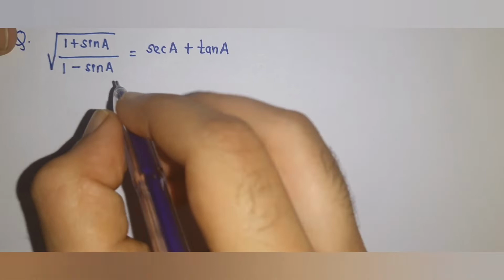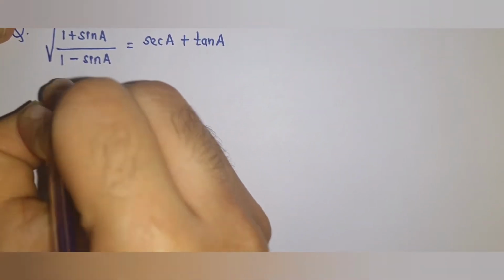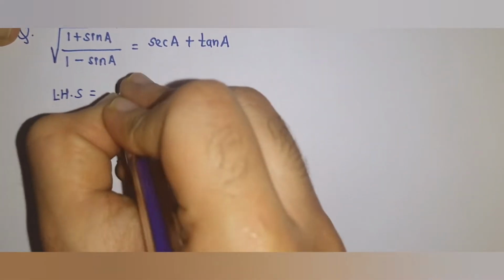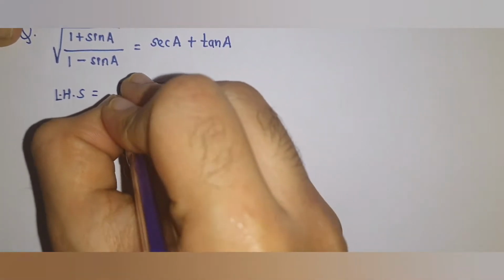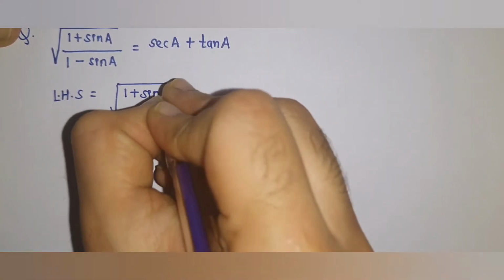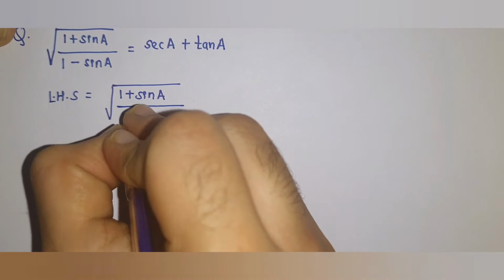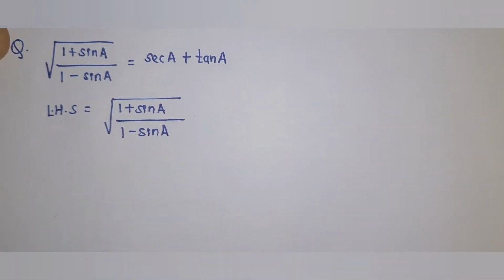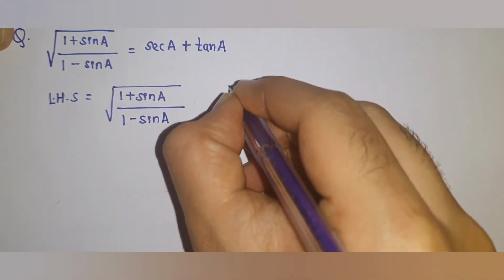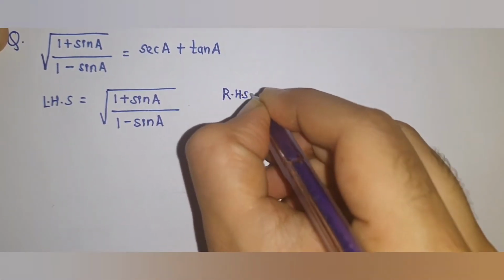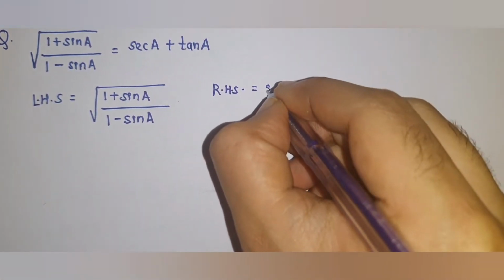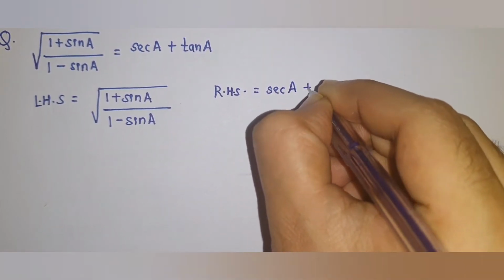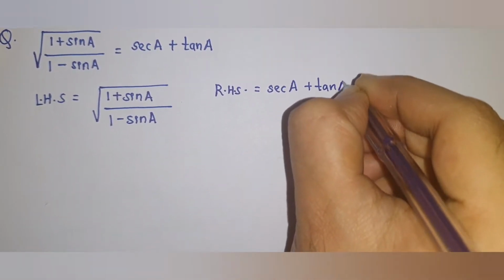So we'll consider LHS is equal to complete under root (1 plus sin A) divided by (1 minus sin A). Here in RHS, let me write first this. RHS is equal to sec of A plus tan of A.